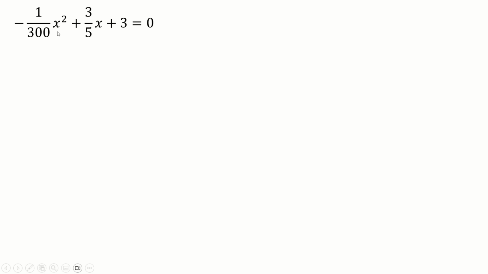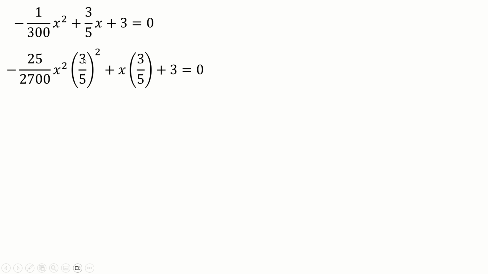To use the quadratic formula properly, what we're going to do is put 3/5 here and then 3/5 squared here. Of course, 3/5 squared times this is that. You can verify that if you want to. So now our quadratic is this times 3/5 squared plus this times 3/5 plus 3 is 0.